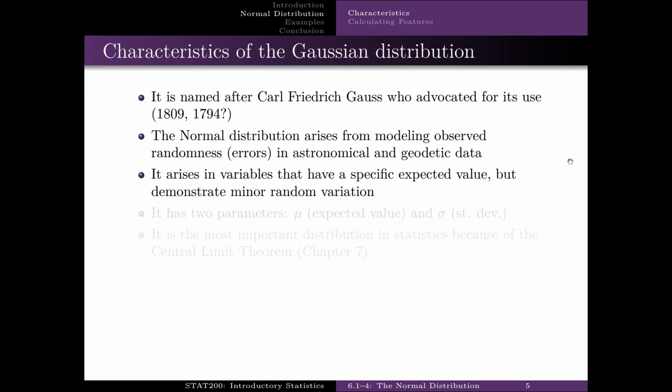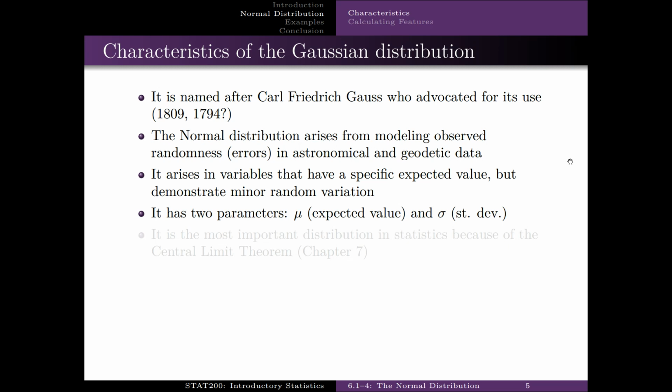It arises in variables that have a specific expected value but demonstrate some minor random variation above and below. So for instance, this pop that I'm drinking now says that it contains 100 milligrams of caffeine. So I would not be surprised if the distribution of caffeine in these bottles followed a normal curve. That is, the mean would be 100 and there'd be some variation above and below because you can't get exactly 100 milligrams of caffeine every time.